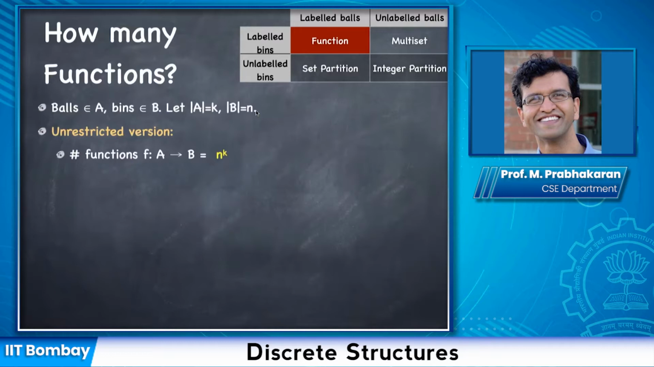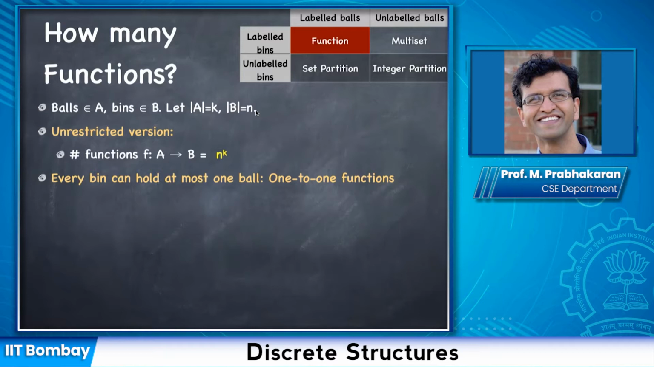This is the unrestricted version, where you can choose to throw multiple balls into the same bin, or you can leave a bin unoccupied. What about the restricted version? Suppose we require that every bin can hold at most one ball. So, the at-most-one-ball-per-bin variant. Well, this corresponds exactly to one-to-one functions.